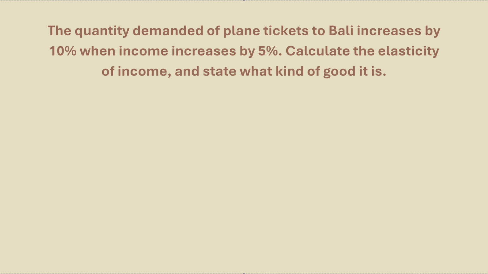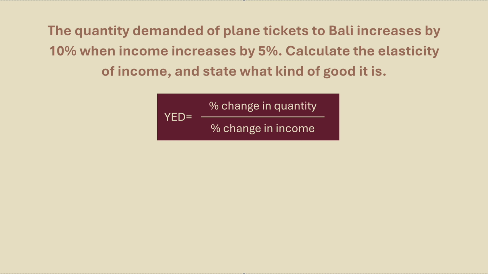Suppose the quantity demanded of plane tickets to Bali increases by 10% when income increases by 5%. Calculate the elasticity of income and state whether it is an inferior or normal good. This question uses percentages, so we use the percentage change method, where YED equals the percentage change in quantity over the percentage change in income.